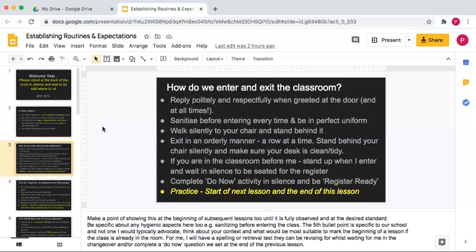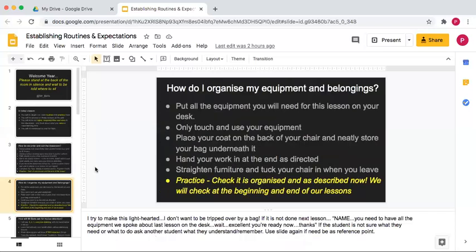So register ready, that phrase you can see on the screen, is all about having your equipment on the desk, being in the correct uniform, having the right attitude, and completing the do now activity, and not disrupting or distracting anyone else. Essentially, that's what that means. Obviously, at times I might emphasize different things and explain their importance as I'm talking through these things. I deliver it a bit differently when I'm in the classroom, but I'm just trying to whiz through some of these ideas here for you.